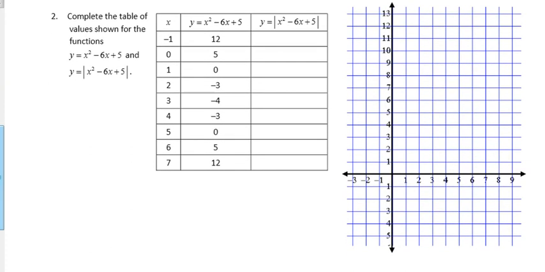The table of values shown for the functions x squared minus 6x plus 5 and the absolute value of x squared minus 6x plus 5. So, actually, I don't want to graph this first. So let's graph this in red, just to get an idea of what's going on here. We've got negative 1, 12; 0, 5; 1, 0; 2, negative 3; 3, negative 4; 4, negative 3; 5, 0; 6, 5; 7, 12.